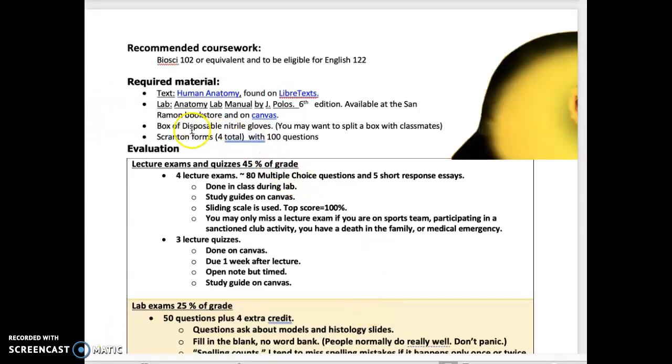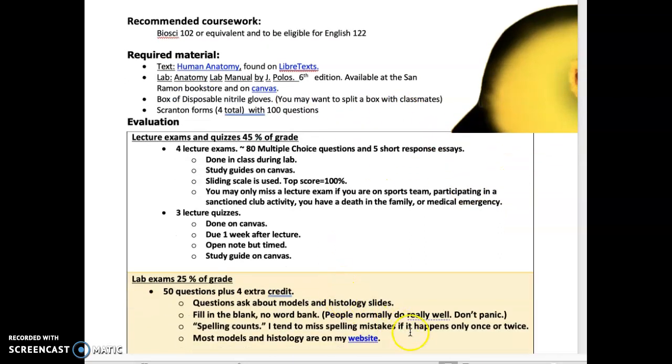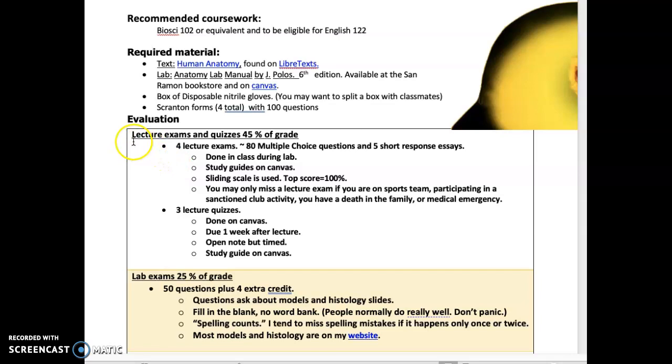Now, since the gloves come in a 100 pack, you might want to split with your tables. We're not using them every single day. Evaluations: there will be 4 lecture exams and 3 lecture quizzes.